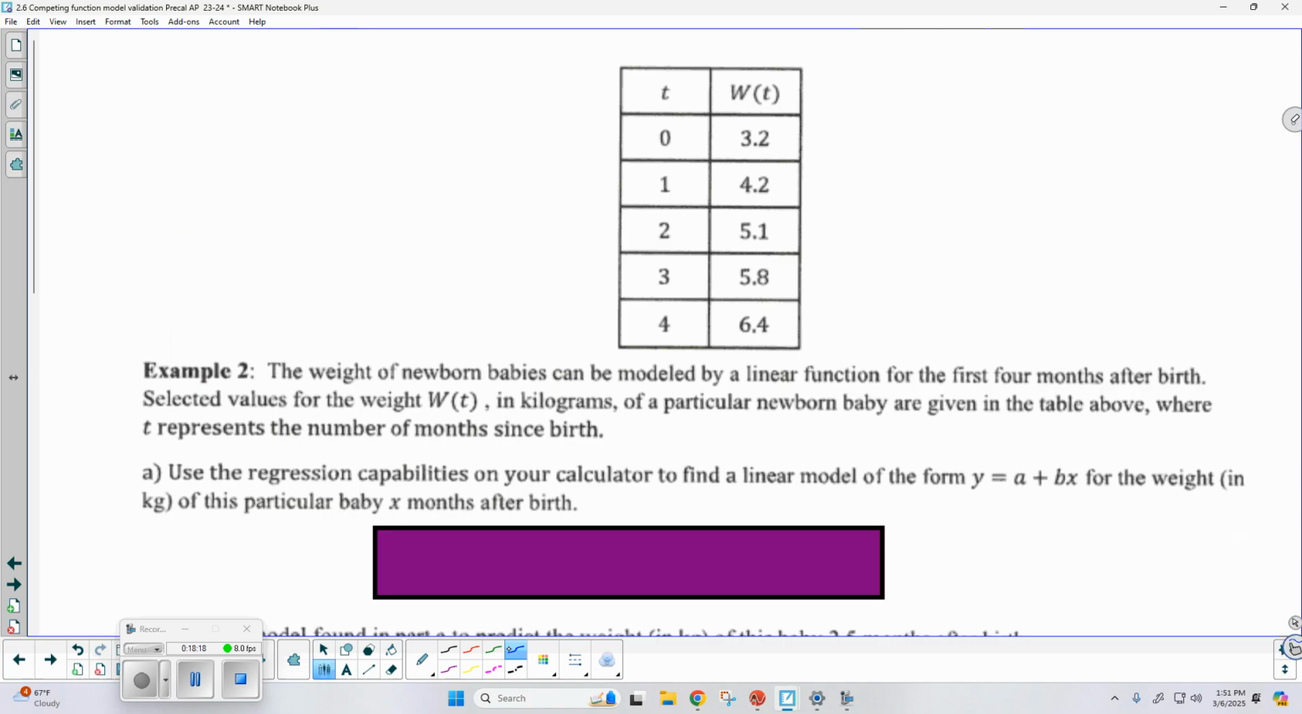The weight of newborn babies can be modeled by a linear function for the first 4 months after birth. Selected values for the weight W of t in kilograms of a particular newborn baby are given in the table above, where t represents the number of months since birth. Use the regression capabilities on your calculator to find a linear model in slope-intercept form for the weight in kilograms of this particular baby x months after birth.